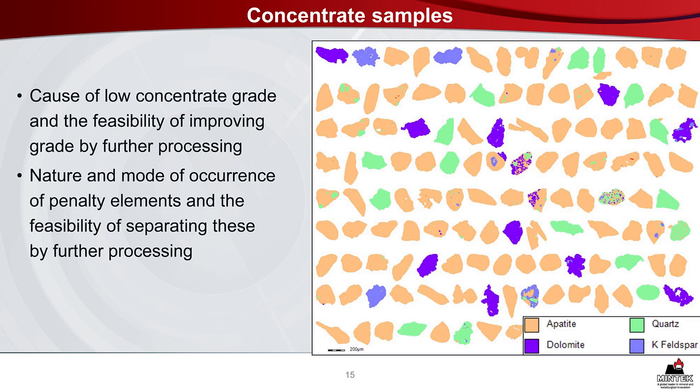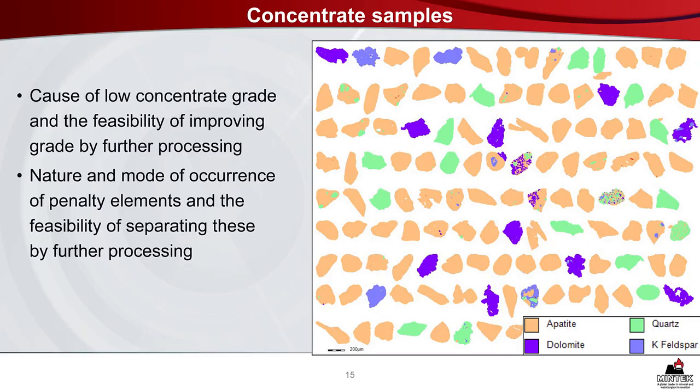And you can see the green particles of quartz are completely liberated and in the concentrate. So this concentrate didn't make grade, not because of mineralogical reasons, but because of a process inefficiency. There's no reason why the quartz should be there. They're not attached to any great degree to the apatite. It's a process problem. This is where you need to try harder.